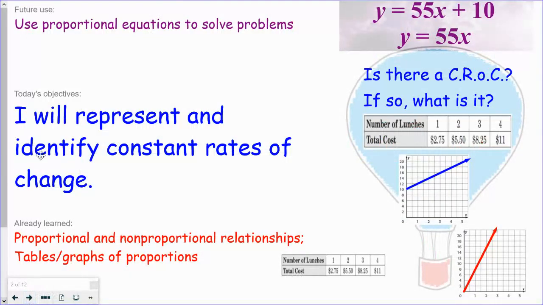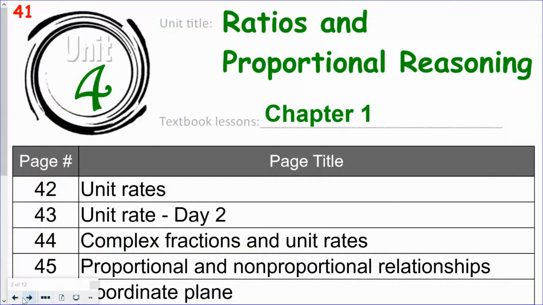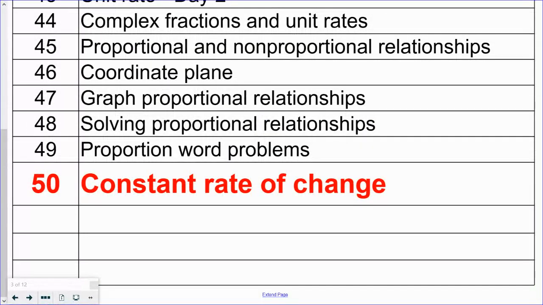All right, so today I will represent and identify constant rates of change. Okay, we know what proportional and non-proportional relationships look like out of tables and graphs. So we needed to know that before we could actually do our constant rate of change. And then this will help us determine if we have a non-proportional equation or a proportional equation. Okay, so this is going to go into our notebook, page 50. So do it right after the word problems that we did Tuesday.